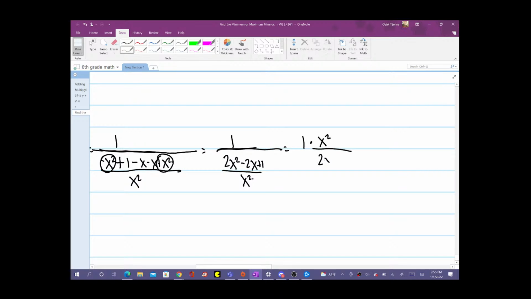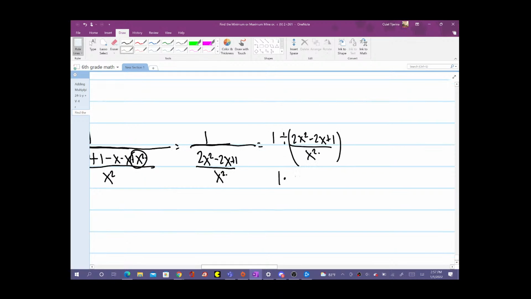Basically, the way that I did this last part, it's being divided, so 1 divided by (2x squared minus 2x plus 1) over x squared. So that becomes 1 times x squared over 2x squared minus 2x plus 1, which is x squared over 2x squared minus 2x plus 1. So, I hope that makes sense.